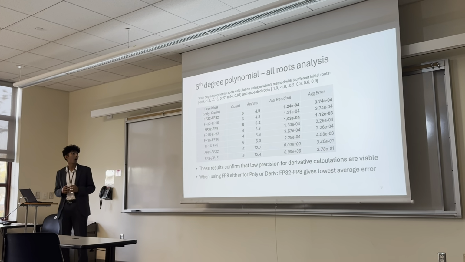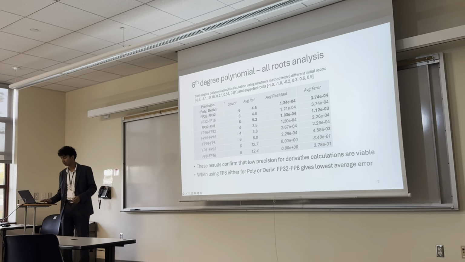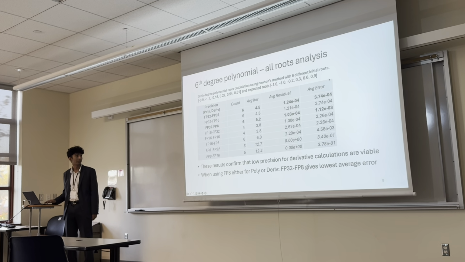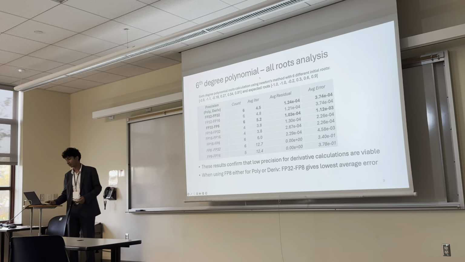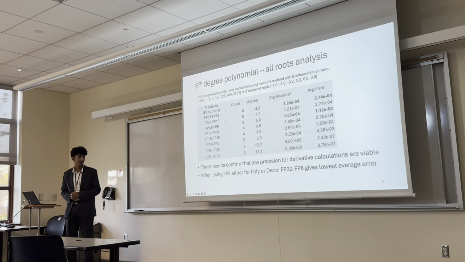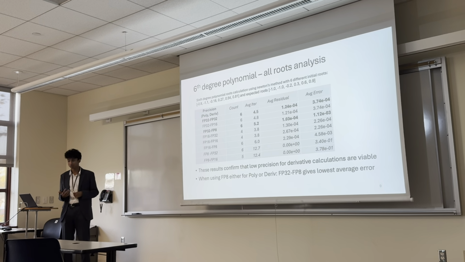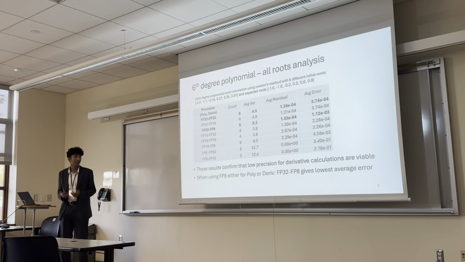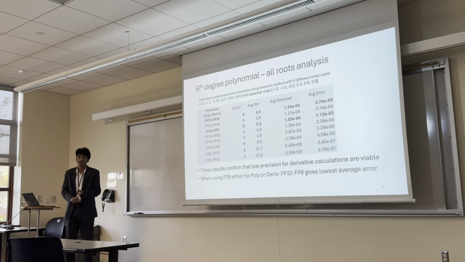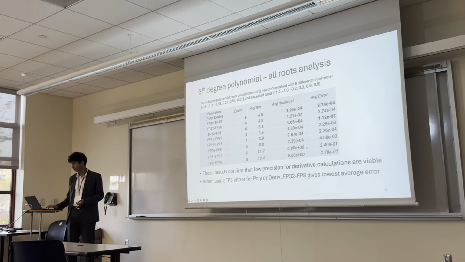Expanding this to all the roots for this polynomial, the initial guesses appear in the top left, and then our roots are in the top right. And then, as you can see from the left-hand column, this is once again all the different combinations that we use. And these results still do confirm that using low precision for the derivative calculations is viable. But if we use low precision for the polynomial calculations, we see that we either get a lack of convergence or we get exceptionally high error. So you can see the average error and the count.